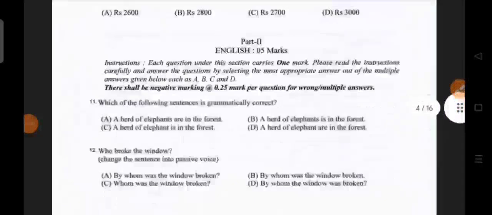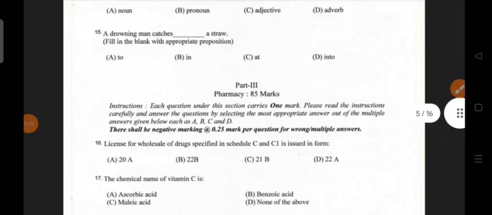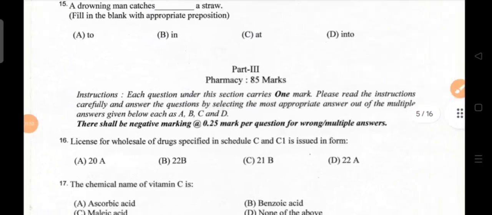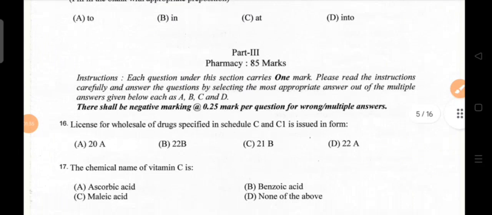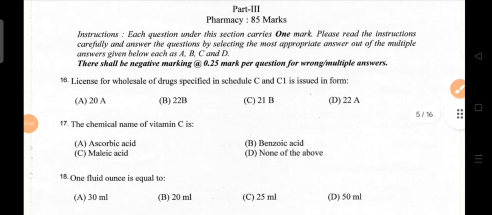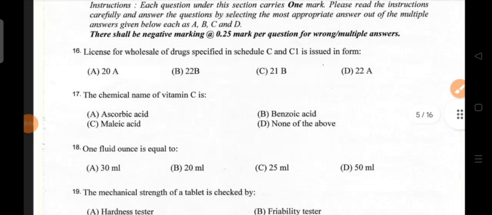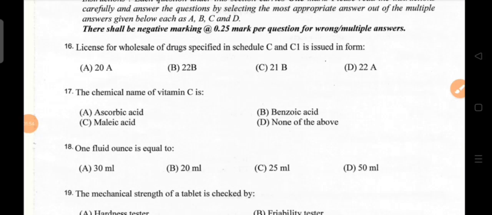So this is part 1, part 2 and this one is part 3. So part 3 contains pharmacy questions. I will discuss some of the HAP related questions, anatomy and physiology related questions from it. So first come to question number 17.